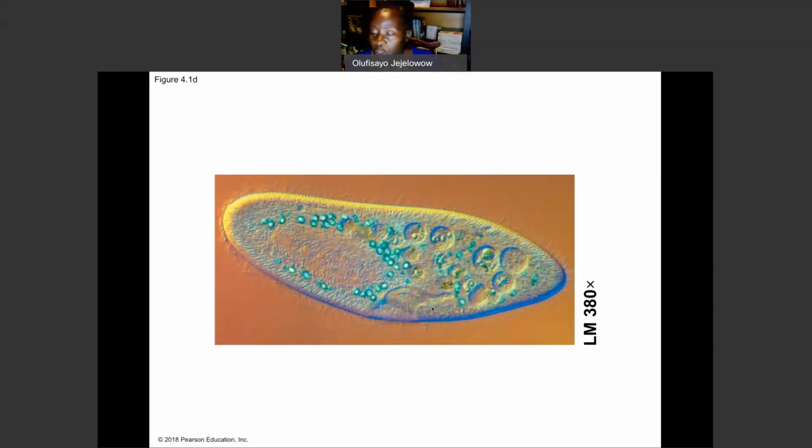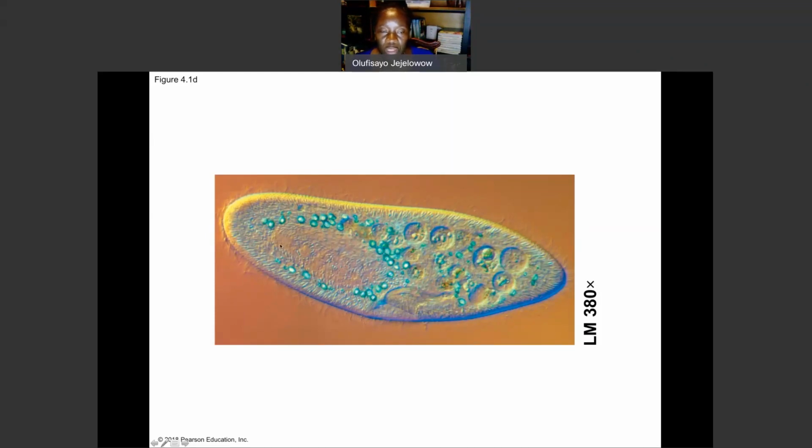This is a phase contrast microscope that allows you to see depths and a more 3D-like appearance of a cell under a light microscope. So the phase contrast, because of the composition of the different layers or different organelles, allows you to phase the view so that you have a more 3D view of the cell. So this is paramecium again under the light microscope, magnified 380 times, but using phase contrast lenses.